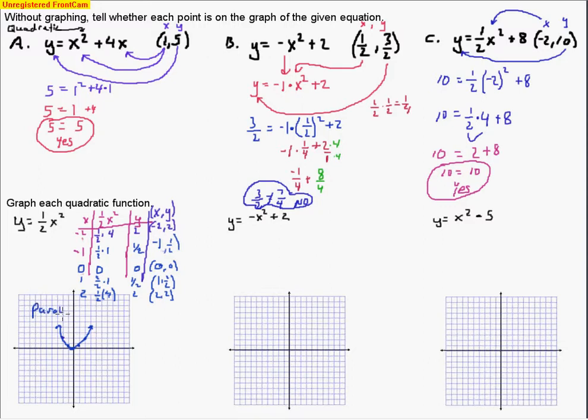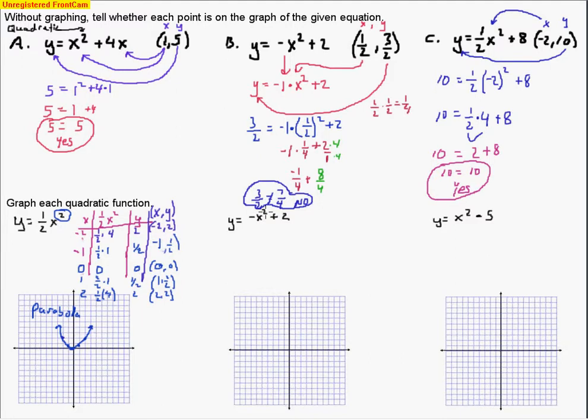And so when we have this U-shaped graph, and we're going to get that U-shaped graph with any kind of quadratic, when we have that 2 as the exponent on the x, we're going to end up with this shape of a graph. So let's take a look at those last two problems. Here we have another one in which we have a parabola.